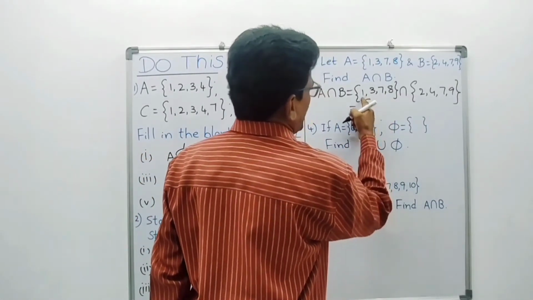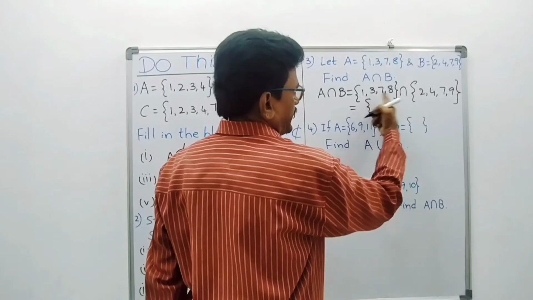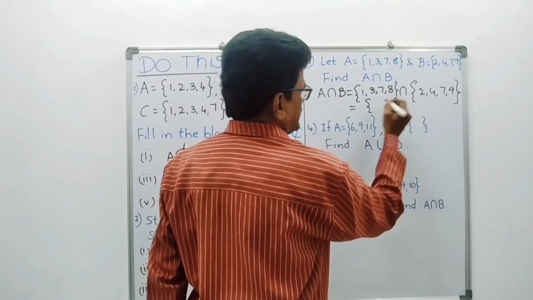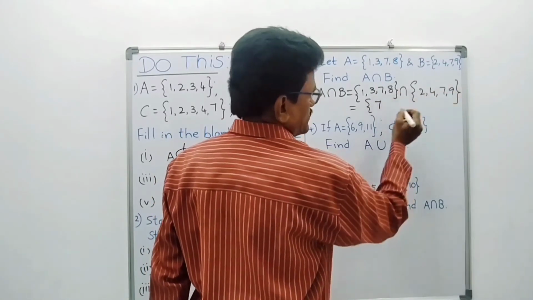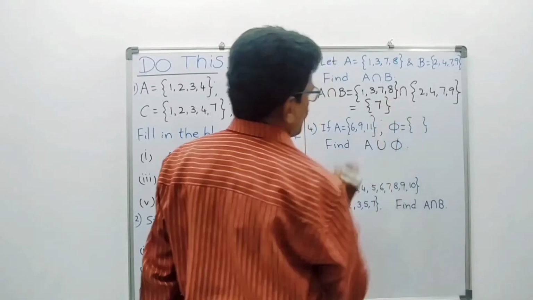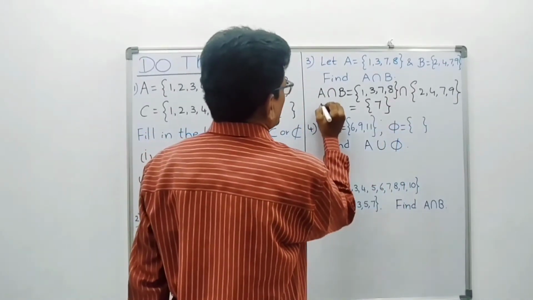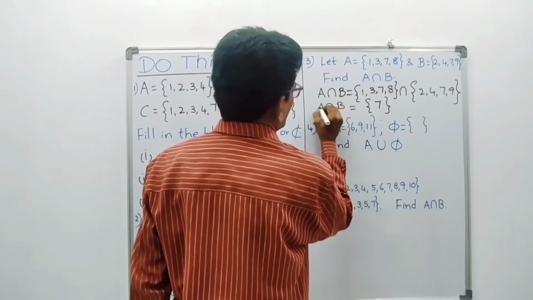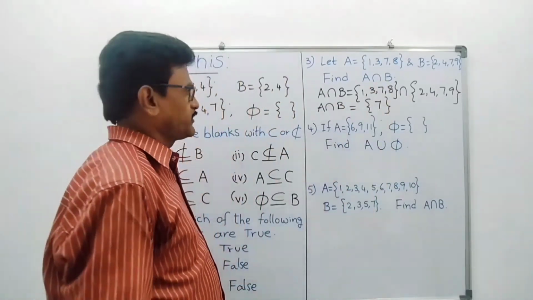Common elements. 1, is it there? No. 3, it's also not there. 7, yes, it is there. 8, it is not there. So the result is only 7. So we are getting A intersection B is what? Only 7. That is the element, right?